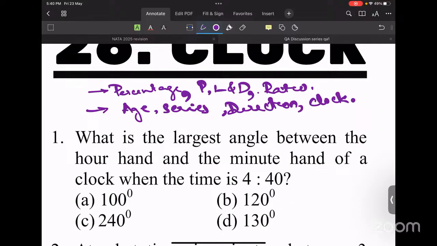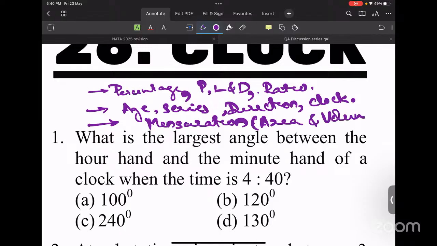Okay, and the next type of questions is coming from mensuration. Mensuration includes area and volume. Questions are coming with figure and without figure. Area and volume as well as geometry concepts are asked. So in the last round of preparation, at least this much portion you should learn thoroughly.